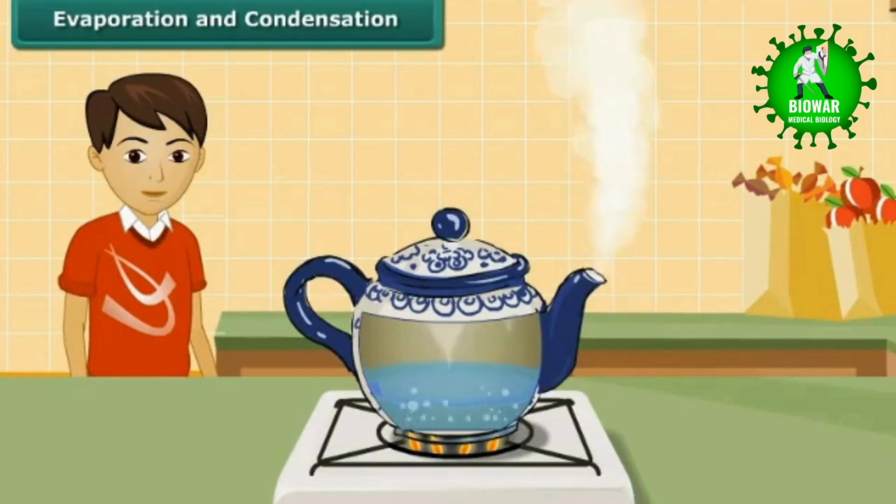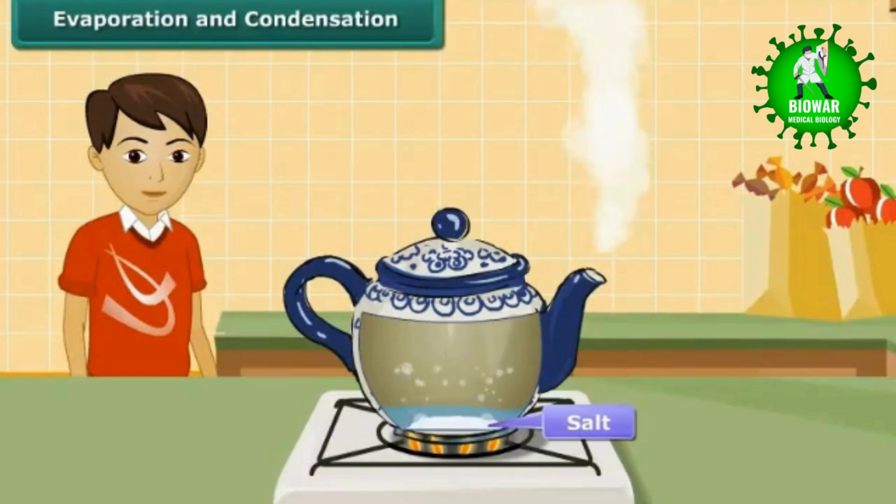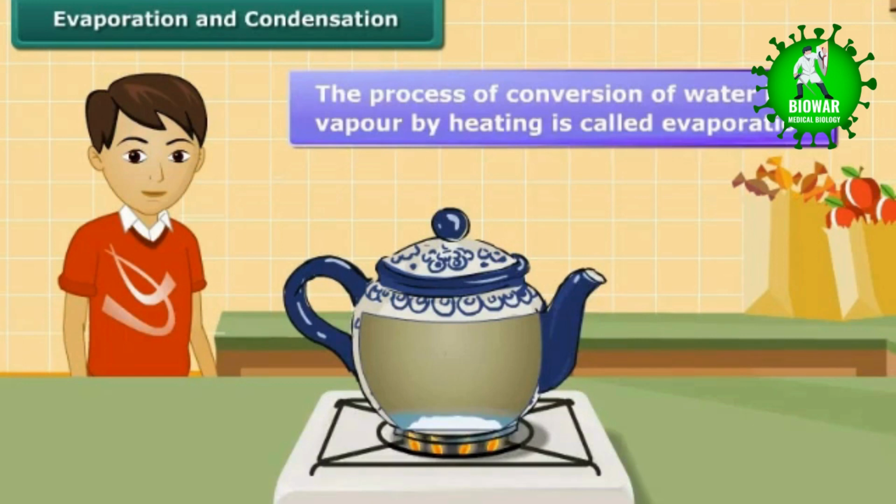Continue heating till all the water gets converted into vapor and only salt is left behind in the kettle. Thus, salt dissolved in water can be separated from the water through this process. This process of conversion of water into vapor by heating is called evaporation.